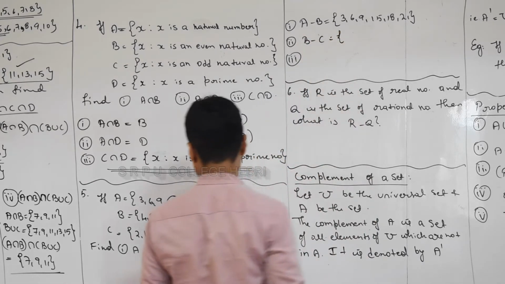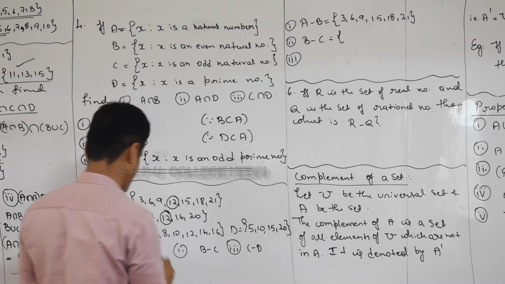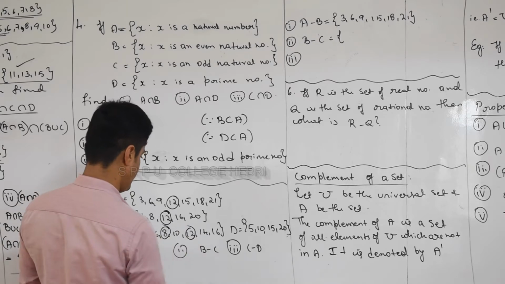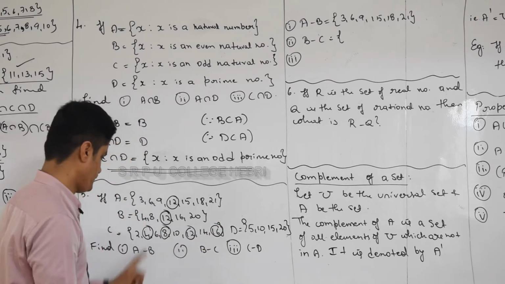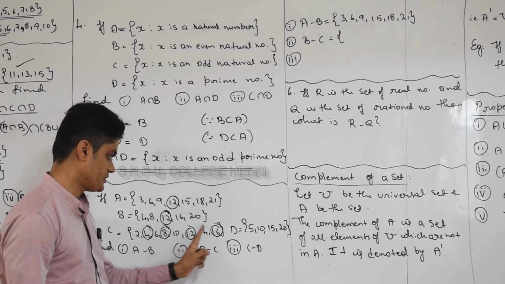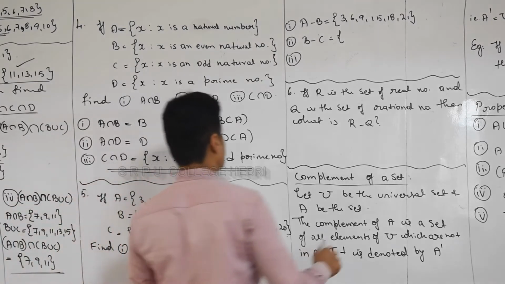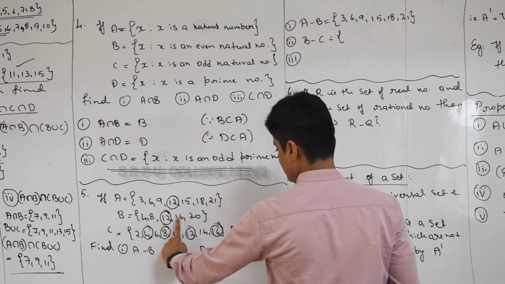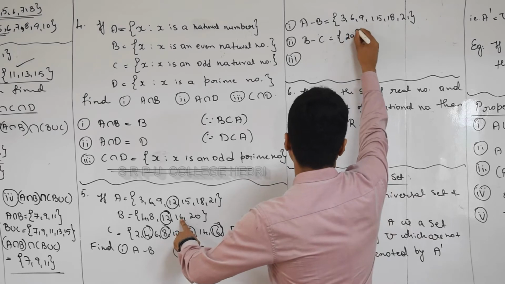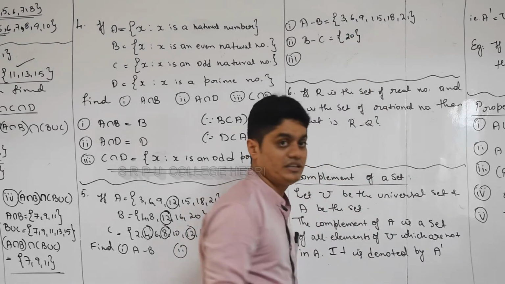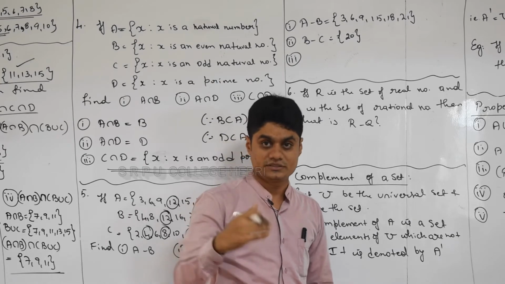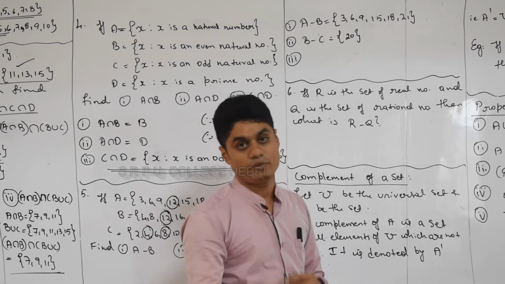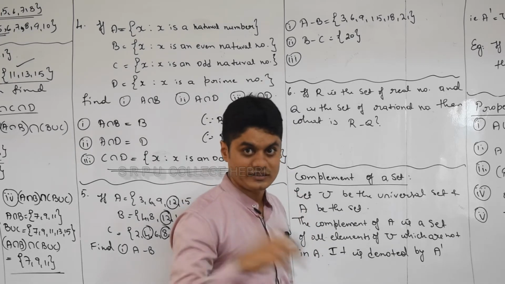Similarly B minus C. Remove C from B. Identify the common elements. 4 is there, next 8 is there, 12 is there, 16 is there. So 4 must be removed, 8 must be removed, 12 must be removed, 16 must be removed. From where? From B. So if I remove 4, 8, 12, 16, what is remaining? Only one element. When we remove all the elements which are present in both B and C, only one element will remain in B minus C, which is 20, because 20 is not there in C. That's it. Subtraction is a direct concept.